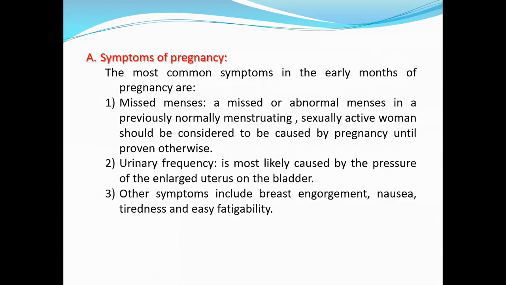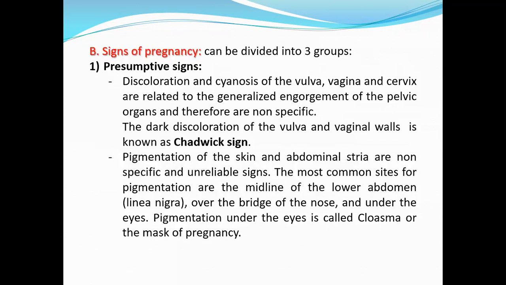The most common symptoms are missed menses, especially in normally menstruating sexually active women. Urinary frequency. Other symptoms include breast engorgement, nausea, tiredness, and easy fatigability. Signs of a pregnancy can be divided into three groups.